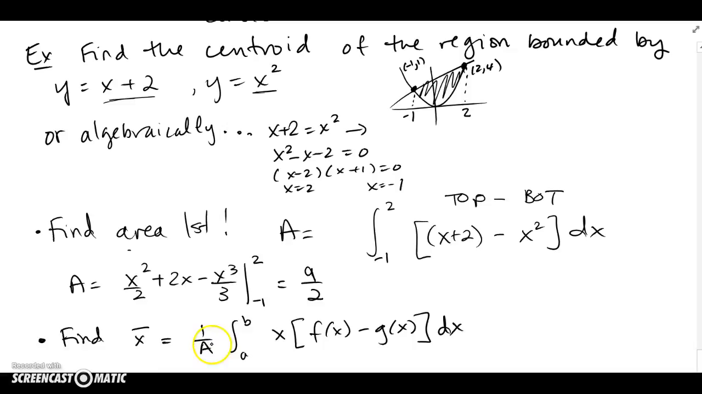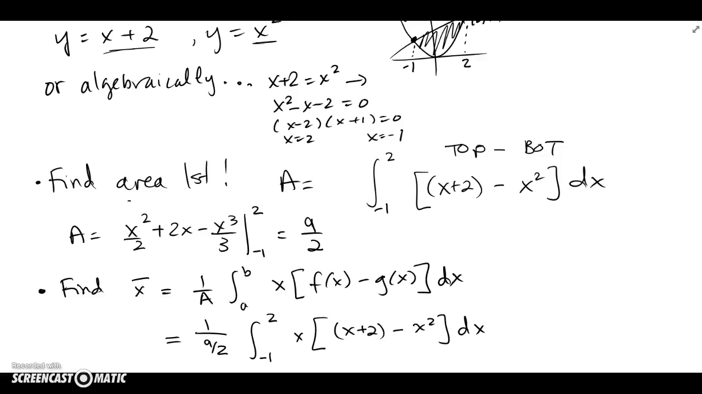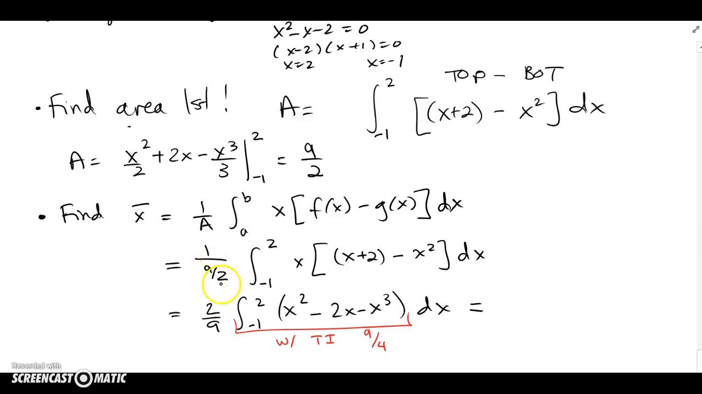Next, we'll find x bar, which is just 1 over the area, and then x times the difference of the two functions. So 1 over 9/2, the area, from negative 1 to 2, our limits of integration, x times the difference of the two functions. Top is x plus 2, bottom is x squared, another polynomial, easy to evaluate. So 1 over 9/2 is just 2/9, and then this polynomial integrated quickly with your TI will just give you 9/4. So either by hand or with your TI, your choice. So 2/9 times 9/4, and it looks like we get a half for x bar.